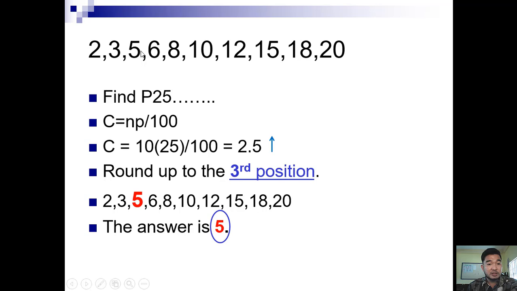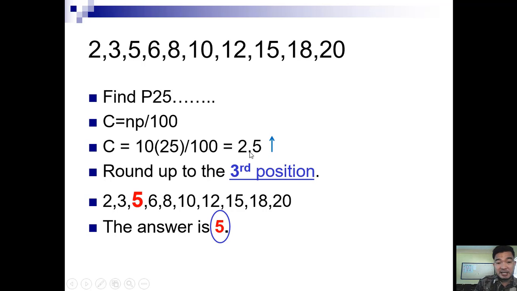We have 1, 2, 3, 4, 5, 6, 7, 8, 9, 10. Kaya dito 10. N is the number of scores times P. Ano yung P? That's the percentile. Okay? 25th percentile ang hinahanap natin. So that's 10 times 25 divided by 100. So 10 times 25 is equal to 250. Divide it by 100, that is equal to 2.5.